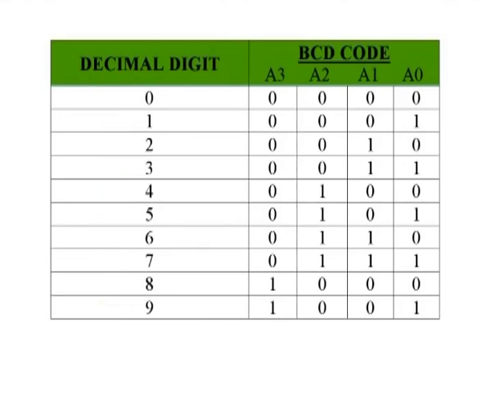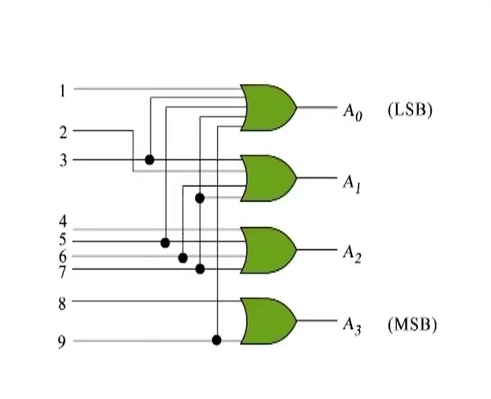Now let us implement the logic circuitry required for encoding each decimal digit to a BCD code by using the logic expressions just developed. It is simply a matter of ORing the appropriate decimal digit input lines to form each BCD output. The basic encoder logic resulting from these expressions is shown in the figure.